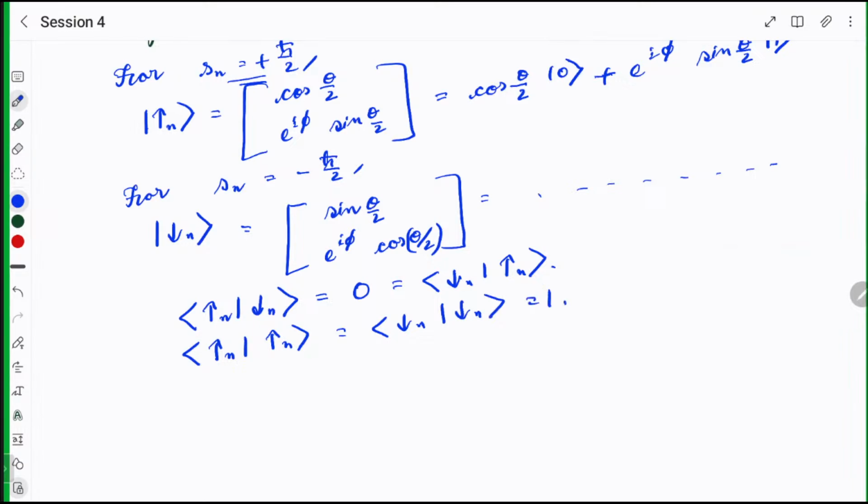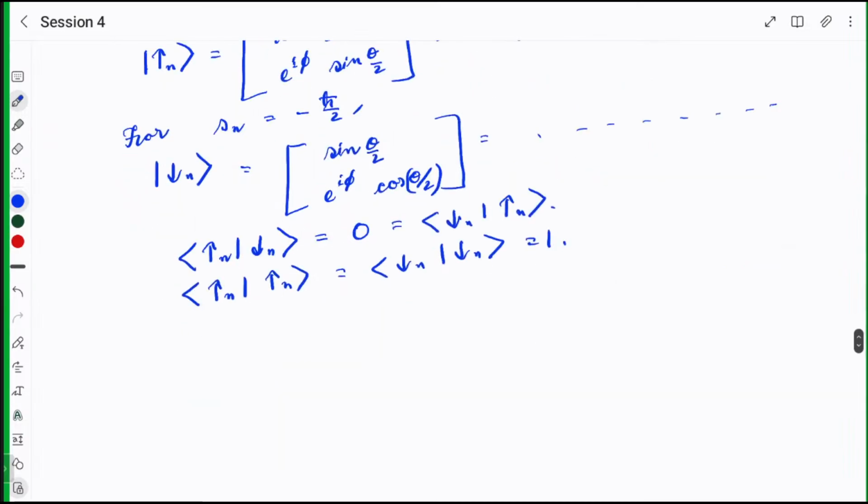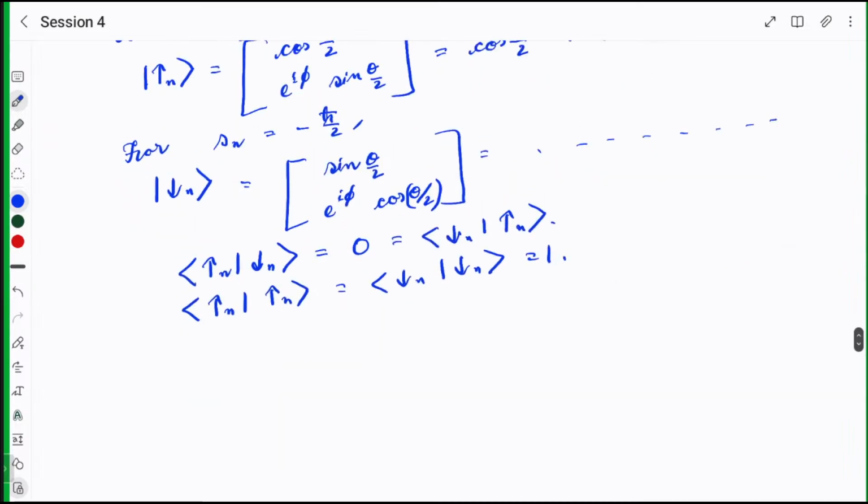Till now, is this okay? The rest of the lecture will depend on these few equations. If there is any problem, you can let me know. Okay, so now moving on.